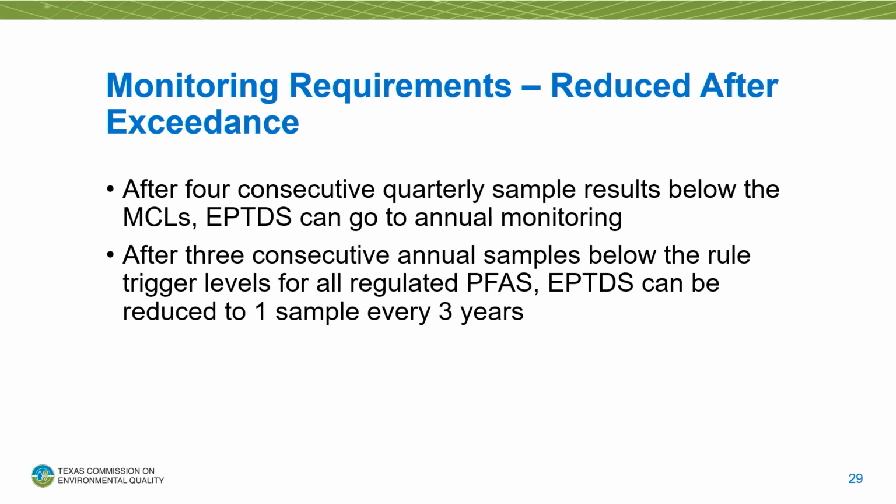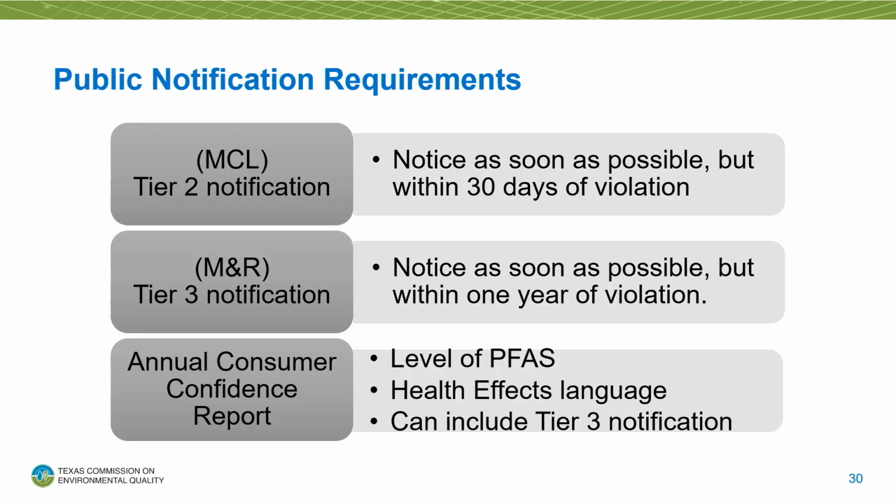But if after a year of quarterly sampling, that site's results are less than the MCL, then it can go to annual monitoring. And then once it's on annual monitoring, after 3 consecutive annual samples, if those are each below the rule trigger level, which again is 2 parts per trillion, then it can be reduced to 1 sample every 3 years. There are some public notification requirements.